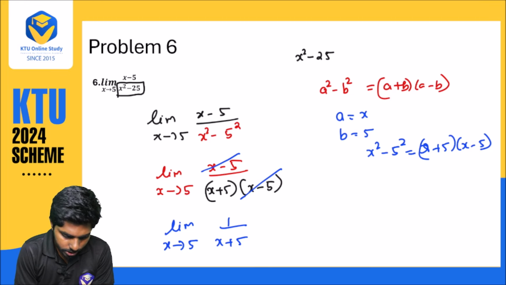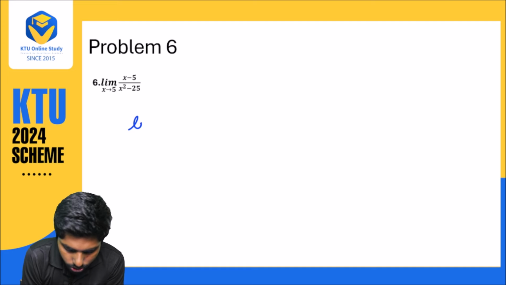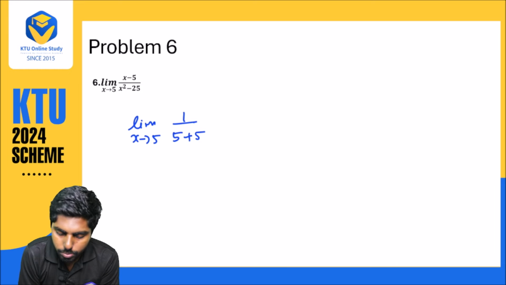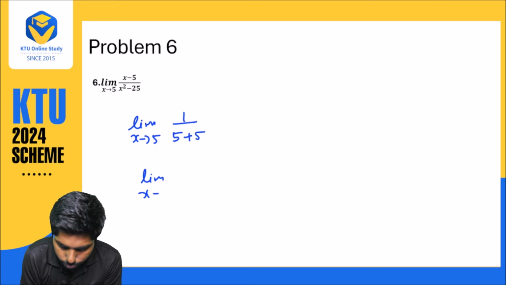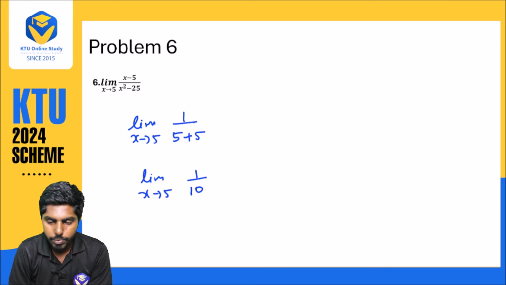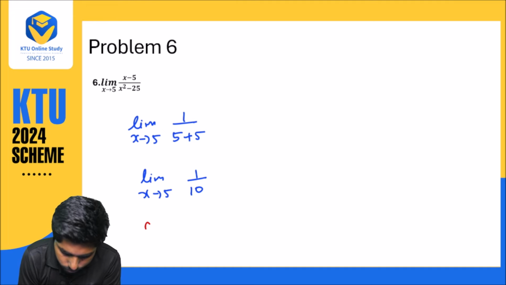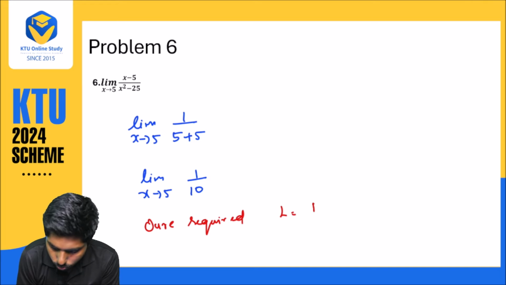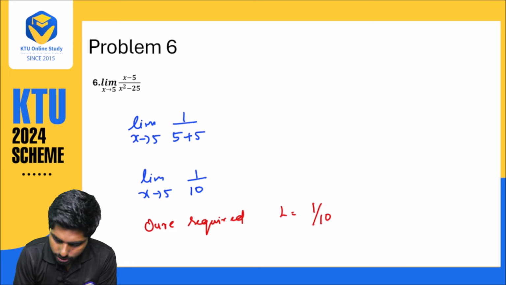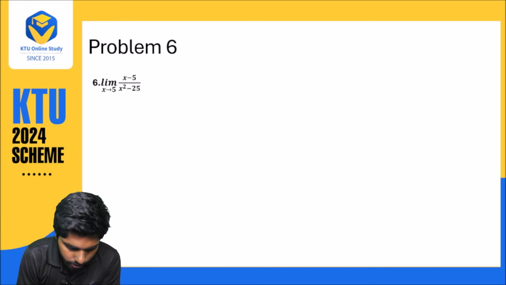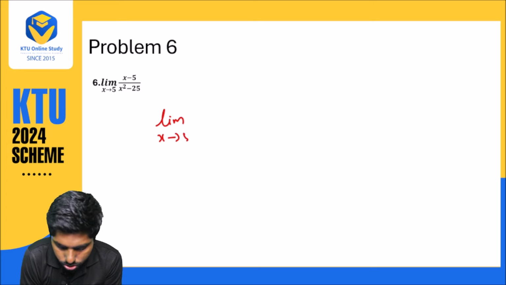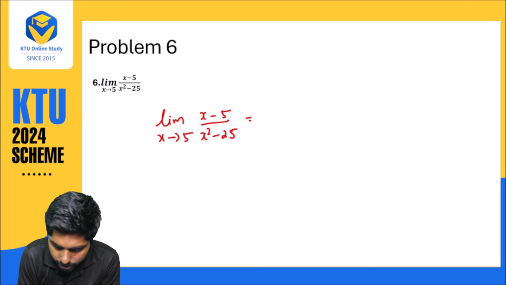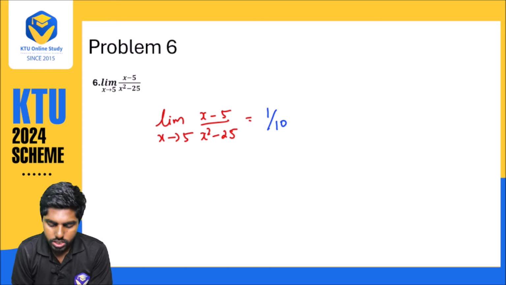Now what we can do means, now just substitute the value of 5. So limit x approaches to 5, 1 divided by 5 plus 5. What will we be getting? We will be getting 10, 1 divided by 10. So our required L is equal to what? 1 divided by 10. So we can say limit x approaches to 5, x minus 5 divided by x square minus 25 is equal to, what are we getting? We are getting the answer 1 divided by 10. So this is our required answer.